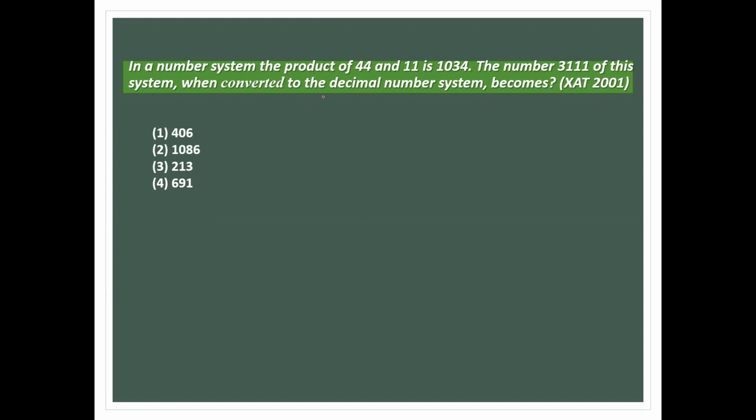Okay, this was actually a very easy one, my dear. In a number system, the product of 44 and 11 is going to be 1034. The number 3111 in the same base system, when converted to decimal, becomes what? First of all, I have to figure out what base this is. To get the base, I can do two methods. One is applying the crisscross method and doing it manually first.